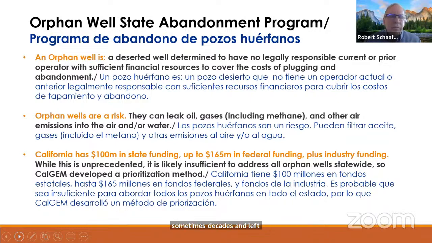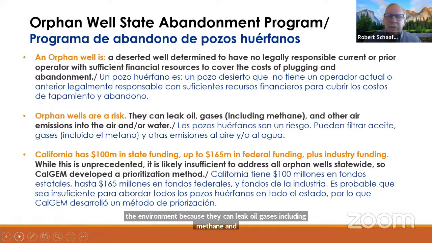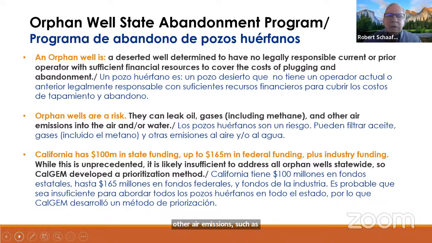And these wells do pose a risk to both the public health and to the environment because they can leak oil, gases, including methane, and other air emissions such as benzene that could be detrimental to the health of the people living near these orphan wells. So it's definitely a problem, one that we want to address.